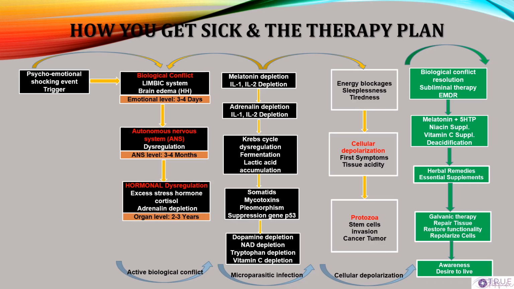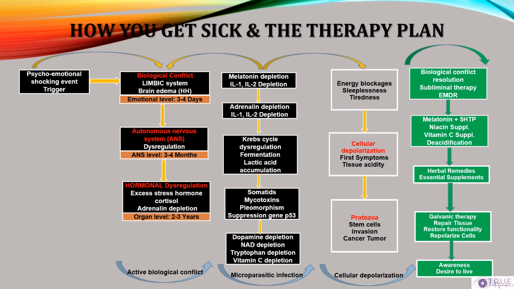This is ideal for the somatids, the mycotoxins, all these microparasites that we've discussed to pleomorphize, so to mutate, to change and to move extravascularly and to invade your organs and your stem cells, thereby leading to conditions such as cancer and other debilitating chronic conditions. We also see the suppression of the gene p53, NAD depletion, tryptophan depletion, and vitamin C depletion. On an energetic level, we observe energy blockages, symptoms such as sleeplessness and tiredness. The cells also become depolarized. The tissue becomes acidic, and all of this leads to chronic conditions that can be fatal.